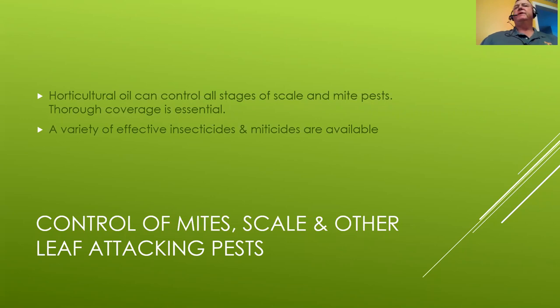There are a variety of different insecticides and miticides that are very effective against those pests. Even something as benign as horticultural oil can control all stages of scale and mite pests. Although when using something like the oil, it is very important to have thorough coverage because it's a contact-only control agent. If you have a big shrub or a big tree and you fail to get the oil sprayed onto one of those sections, you didn't treat that section. It can be difficult to control some of these larger plants, but there are control measures out there. Horticultural oil, as I said, and a number of different insecticides and miticides do have efficacy against a broad spectrum of these different insect and mite pests.